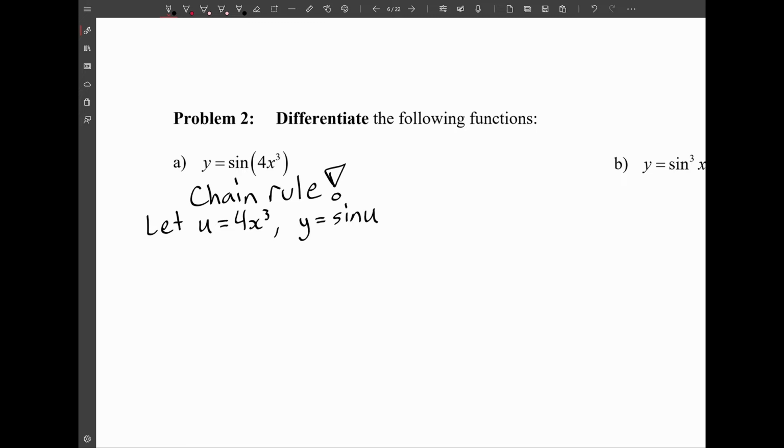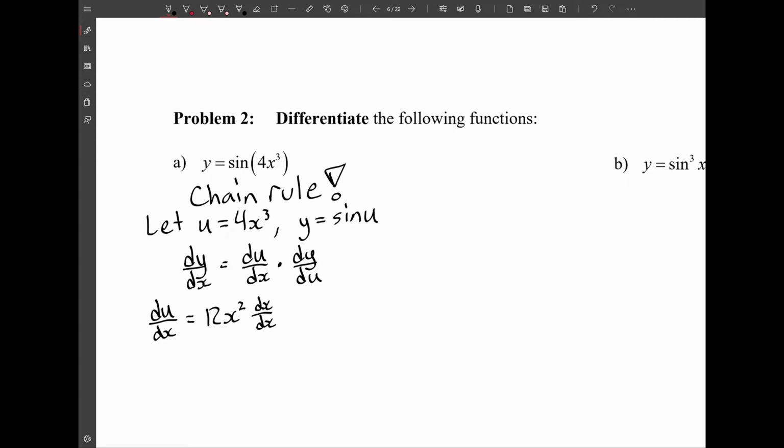So just recall that this means dy/dx is going to be equal to du/dx times dy/du. So if I can solve for du/dx and dy/du, I'm golden. So du/dx is equal to, well, this is just the derivative of 4x cubed. So that's going to be 12x squared, dx/dx. Again, that's just chain rule.